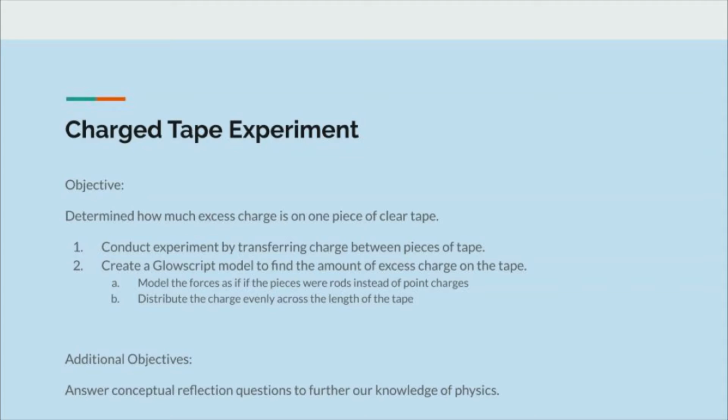In this experiment, we were asked to determine how much excess charge is on one piece of clear tape. In the first lab, we did this using a GlowScript model with point charges, but this time we'll be modeling the forces as rods, so we'll be able to integrate the forces and determine a more accurate estimation of how much excess charge is on one piece of clear tape. We will also be answering some reflection questions to further our knowledge of the subject.